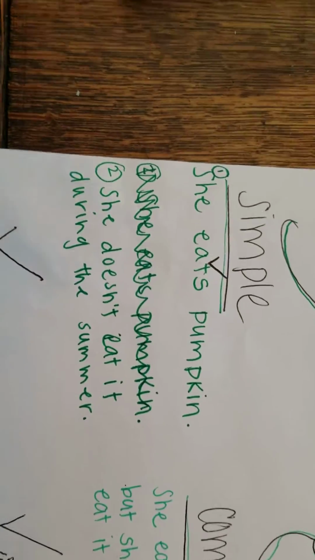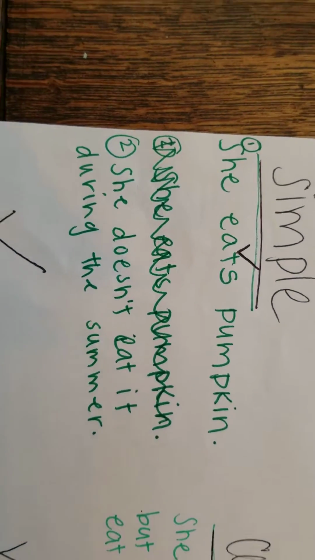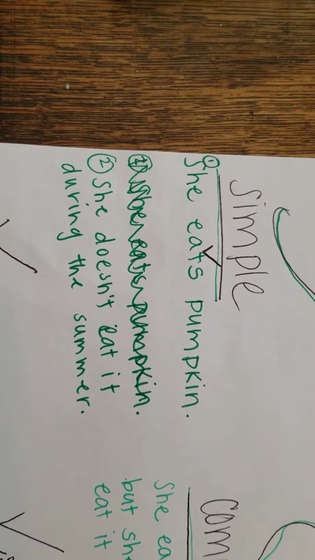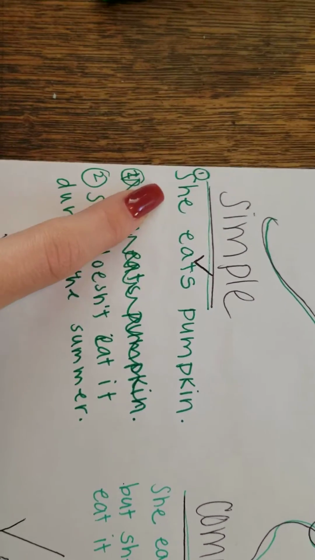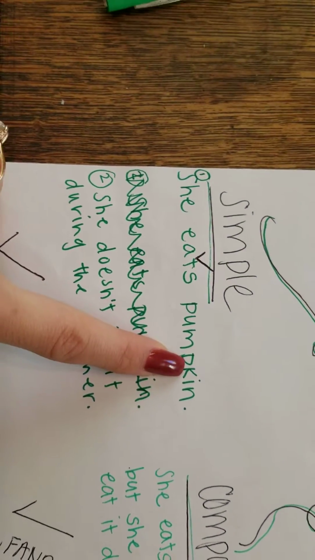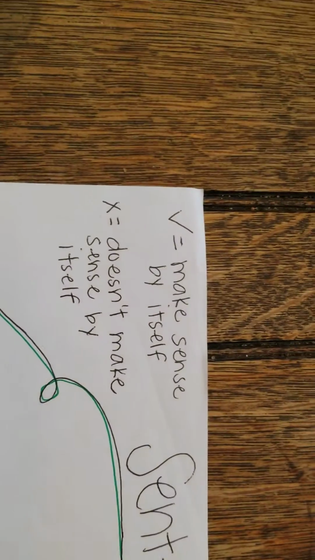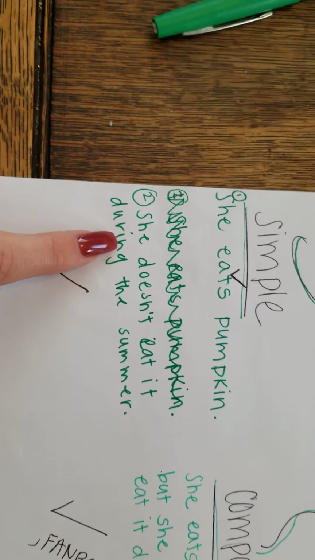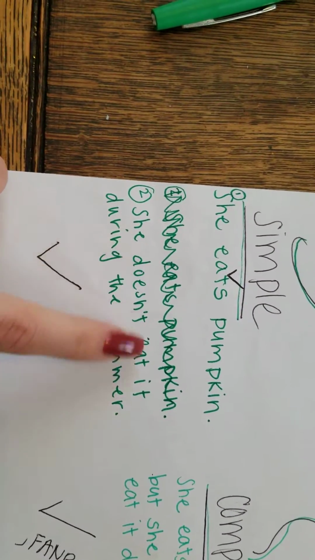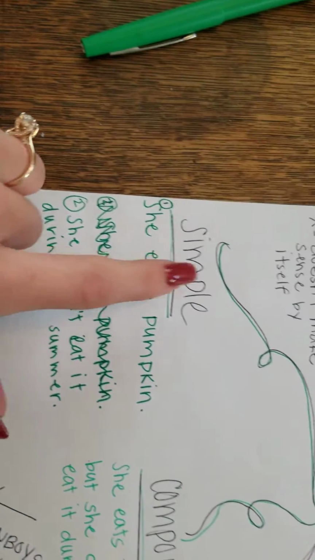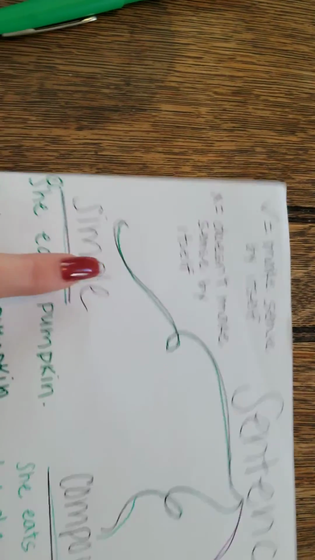These are the sentences that you learned when you were in first grade. A simple sentence has one subject, one predicate. It's very easy. She eats pumpkin. Okay, who? She. What is she doing? She's eating pumpkin. That is a check sentence because it makes sense by itself. Here's another check sentence. She doesn't eat it during the summer. That's another check sentence. It makes sense by itself.